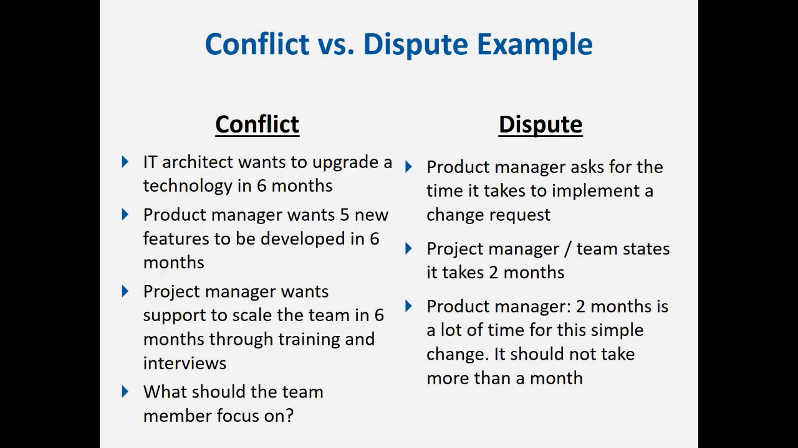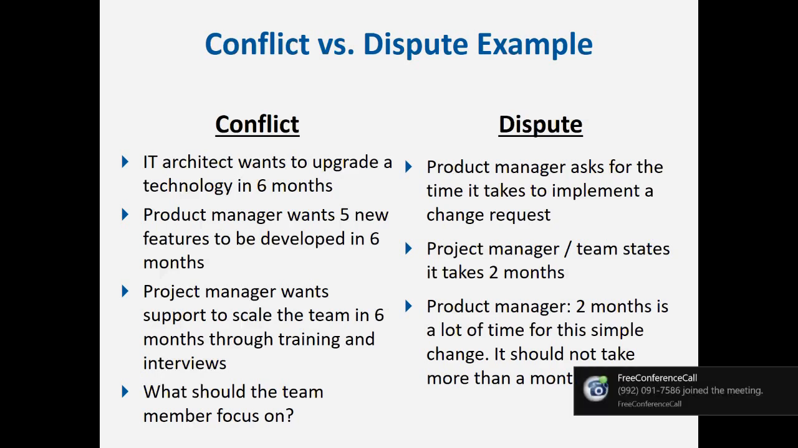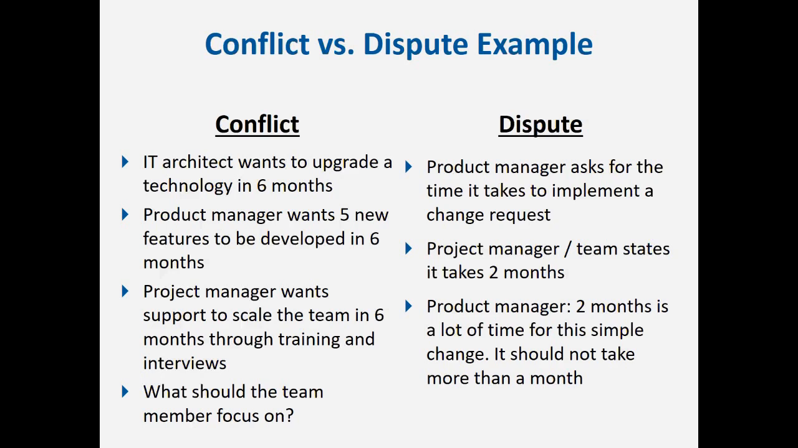Let's look at dispute. A product manager asks for a time that it takes to implement a specific change request. The project manager or the team states it would take 2 months. The product manager says, well, 2 months is a lot of time to deliver the simple change. It should not take more than a month according to me. So in this case, the product manager on one side, the team or the project manager on the other side, they've kind of aligned that this request needs to be completed, but they have a different position.